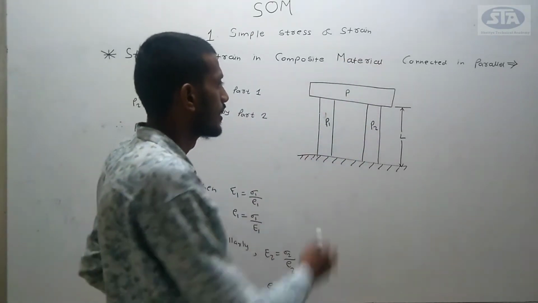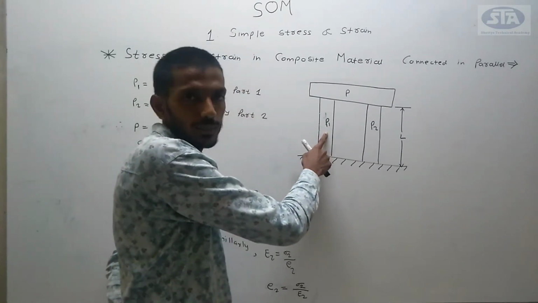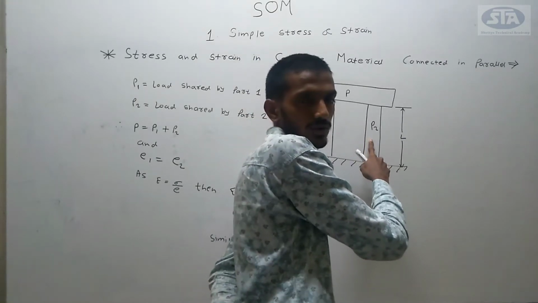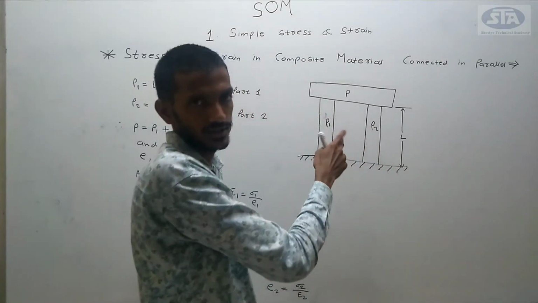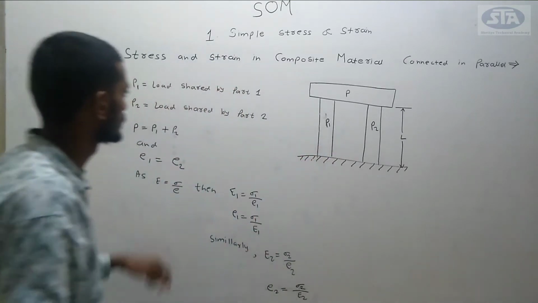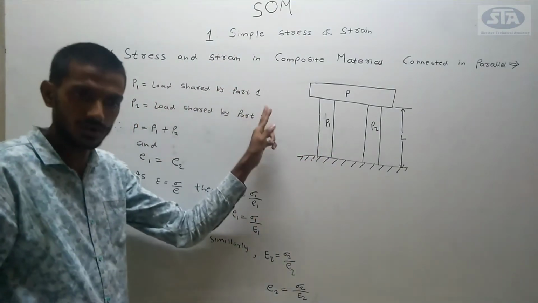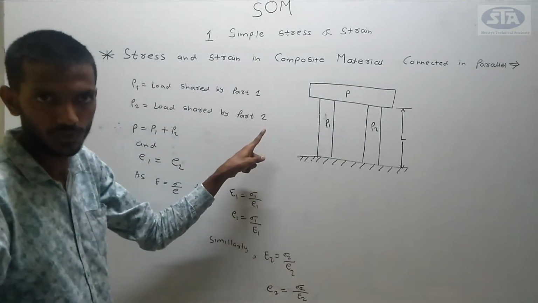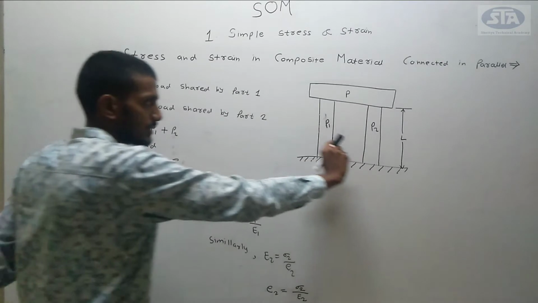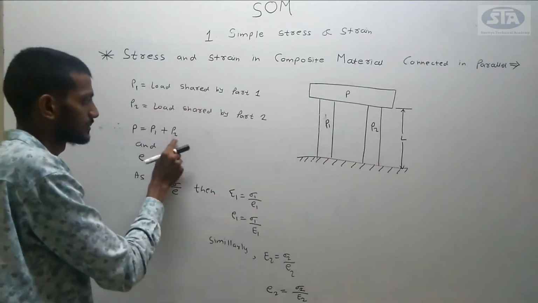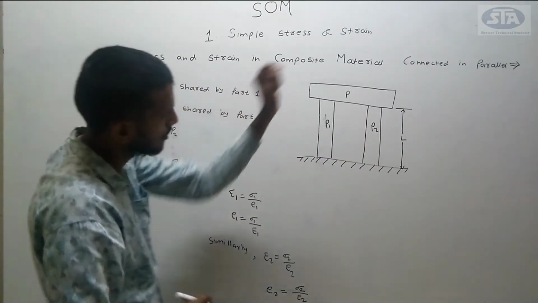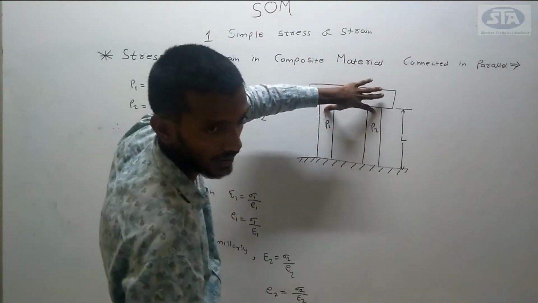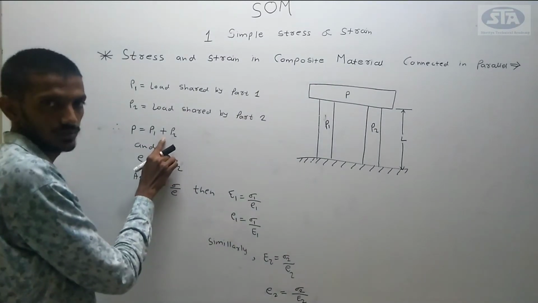Then part number 1 will take 15 kN force and part number 2 will take 5 kN force. It can also occur vice versa. Hence P1 is called the load shared by part 1, and P2 is called the load shared by part 2. The relation between these three is P is equal to P1 plus P2. Whatever force you apply is divided into two parts taken by these two parts, hence it comes in addition.